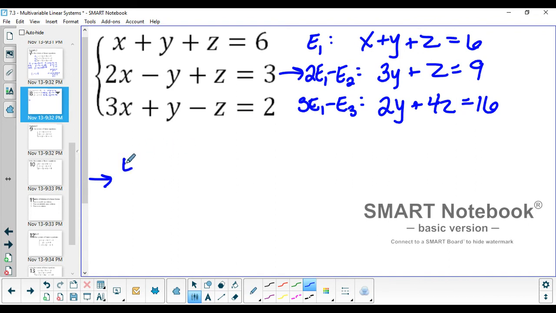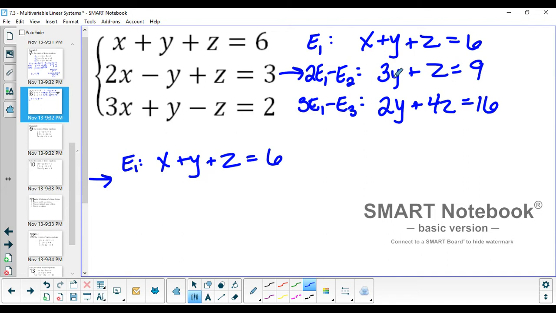Okay, so now to be in row echelon form, I want to have 1 as my first, which I do, so I can leave this E1. So x plus y plus z is equal to 6. Remember, this is my new equation 2. We just call this equation 2 now. We don't call it 2e1 minus e2 anymore, right? Or things get really, really messy.